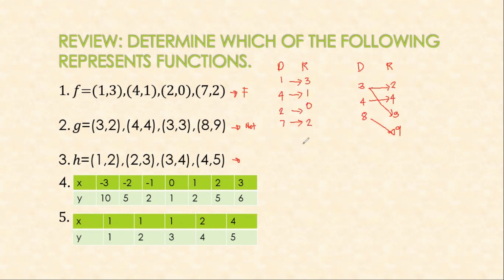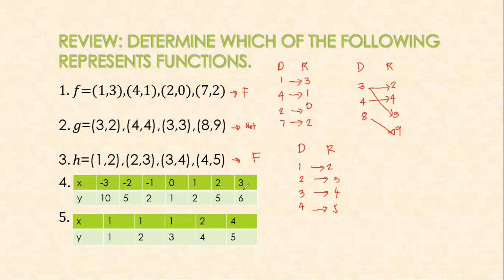So for the third example, we will do the mapping diagram again. And we have 1, 2, 3, 4, and 2, 3, 4, and 5. So again here, observe that no two ordered pairs have the same first coordinate. Also, each element of the domain corresponds to a unique element of the range. The relation here is one-to-one. So the set of ordered pairs represents a function. So this is a function.